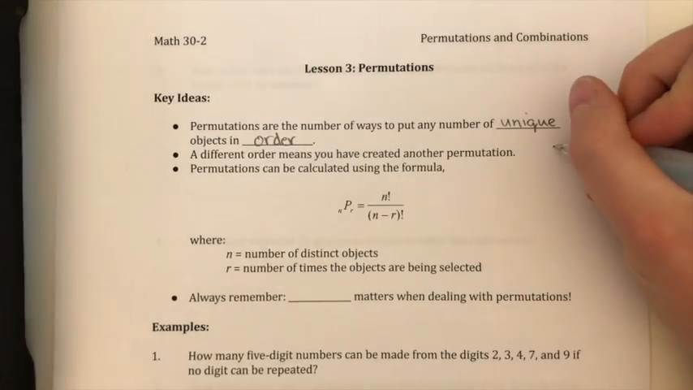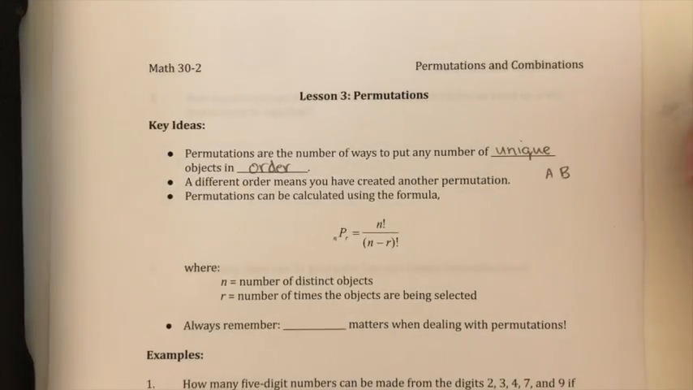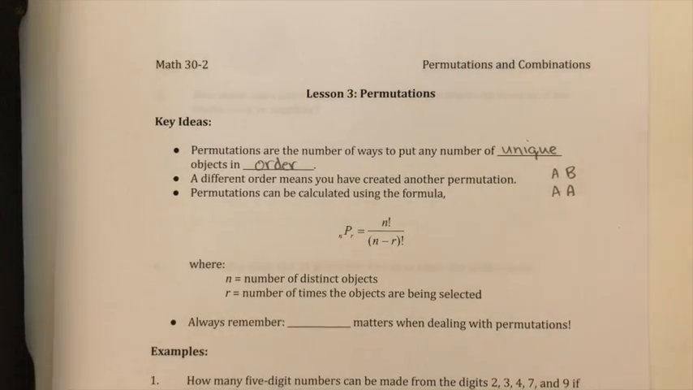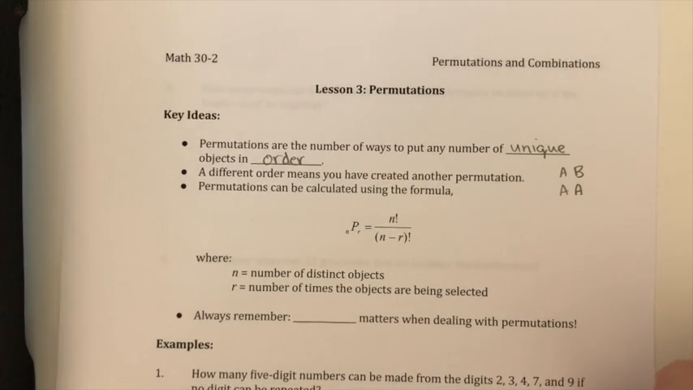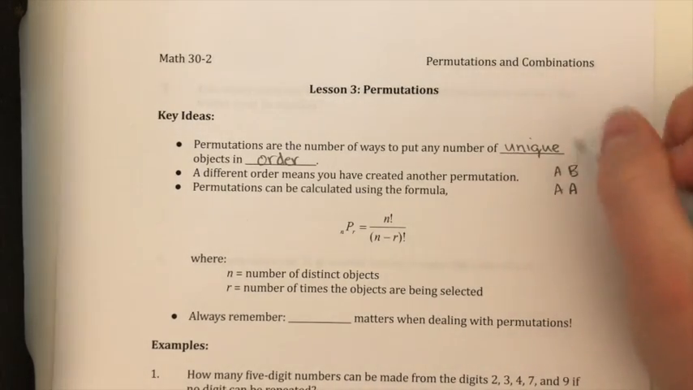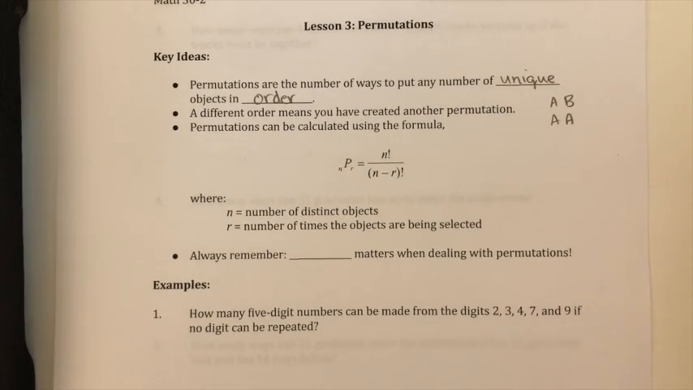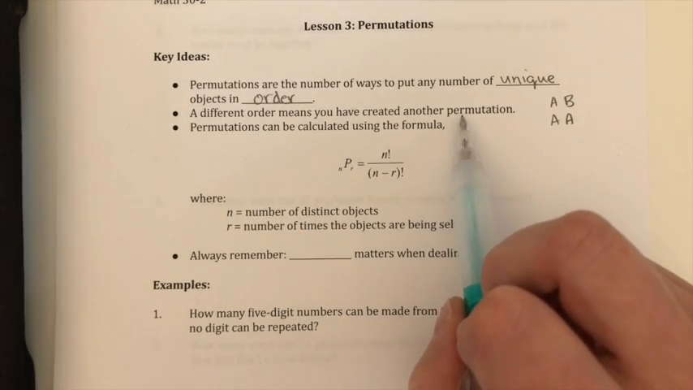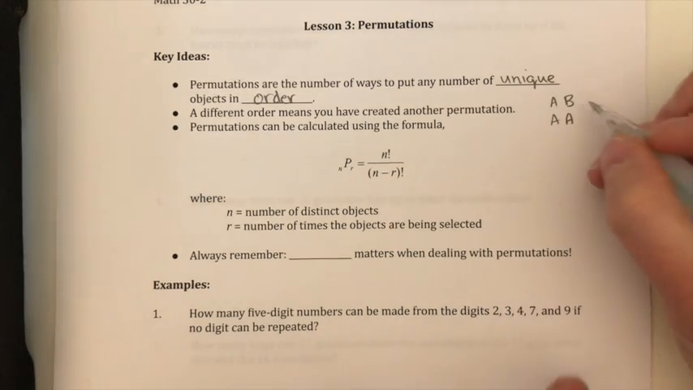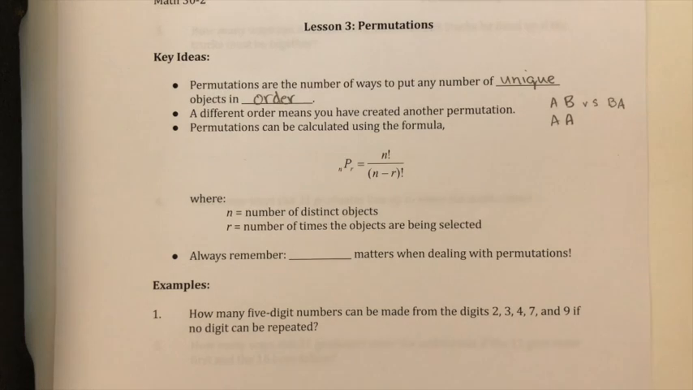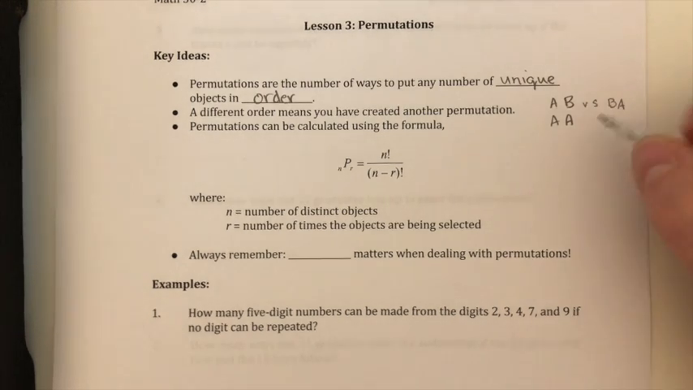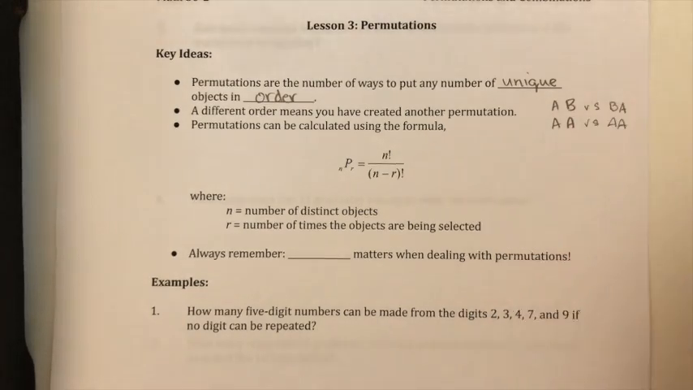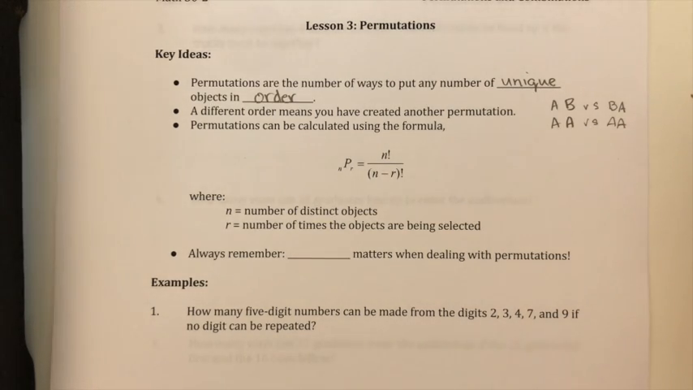Unique means that A and B are different, but A and A are not unique. If we switch the positions of those, it wouldn't change anything. So that's why we have to put that unique disclaimer in. A different order means that you have created another permutation. So AB versus BA is a different permutation, because those two are unique. AA versus AA, if we swapped where the A's are, that wouldn't be different, so this would not be a different permutation. It depends on whether or not those things are unique.